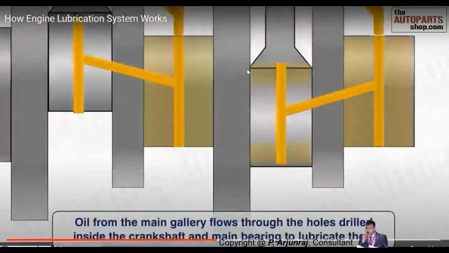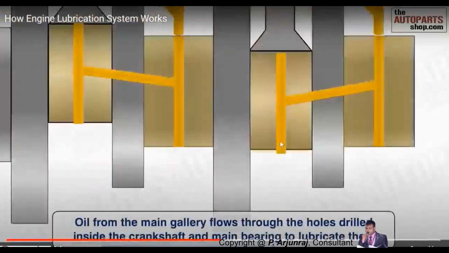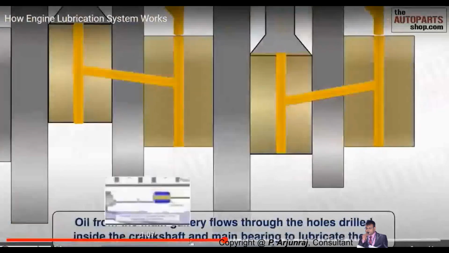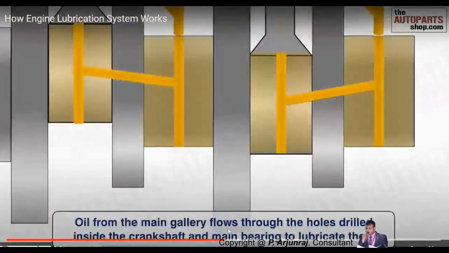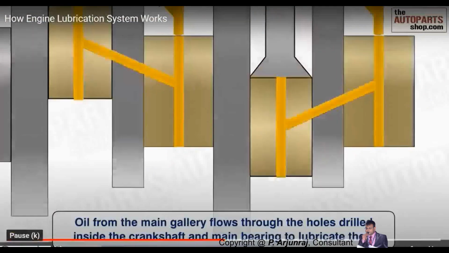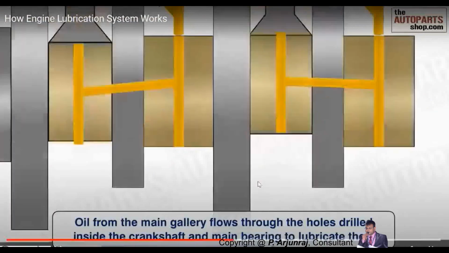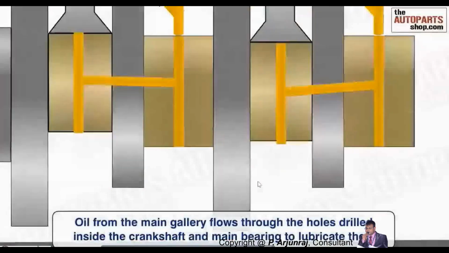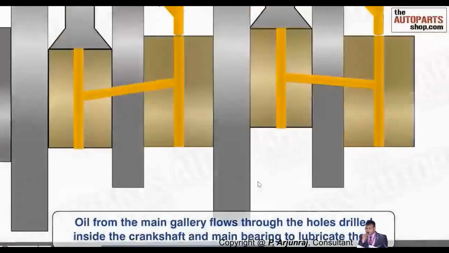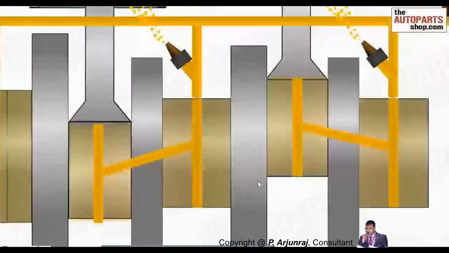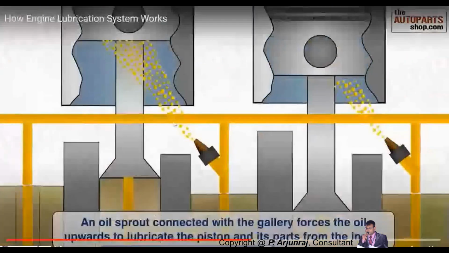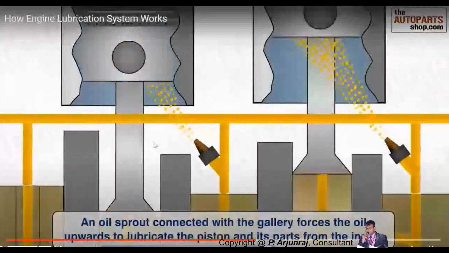Piston, connecting rod. Oil from the main gallery flows through the holes drilled inside the crankshaft, and also it goes to the crankshaft main bearing to lubricate them. And even you can see afterwards, even in the valve spring, there also it goes. This is the compression chamber.